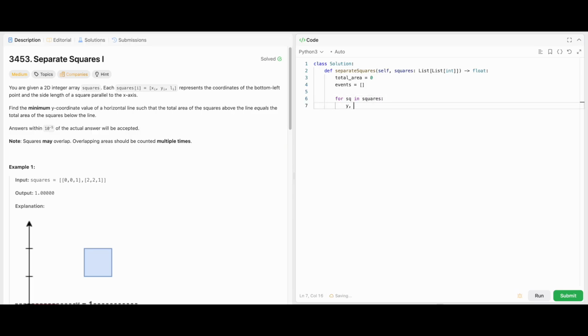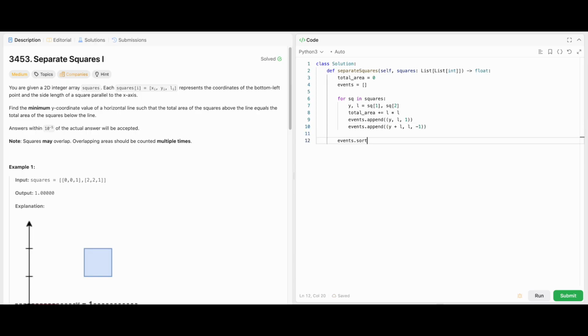So for square in squares, y, length will be sq[1], sq[2], and we will update the total area by multiplying the square of it. So length times length. Now we'll append y, l, 1 to events, and we will also need to append y plus l, comma l, comma -1. And now we will sort the events.